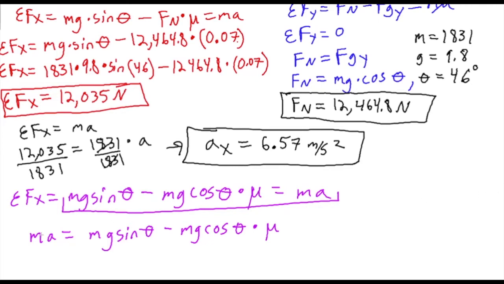Therefore, we can see that mass is not going to impact the acceleration of an object on an inclined plane. If you don't believe me, I'm just going to go ahead and solve for this really quick with numbers to show you that very quickly.